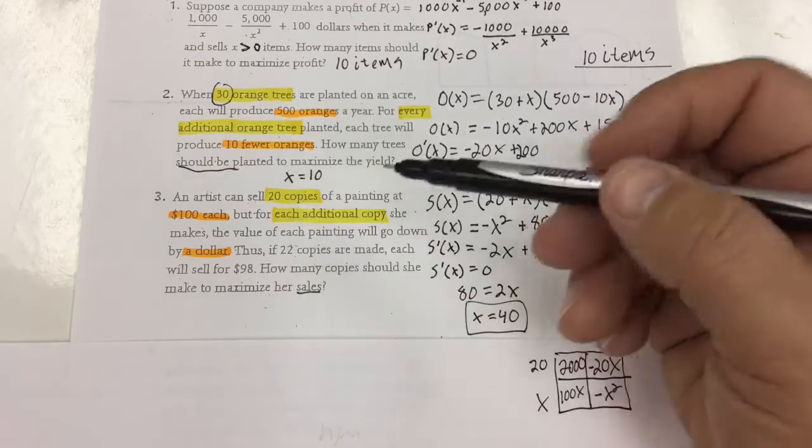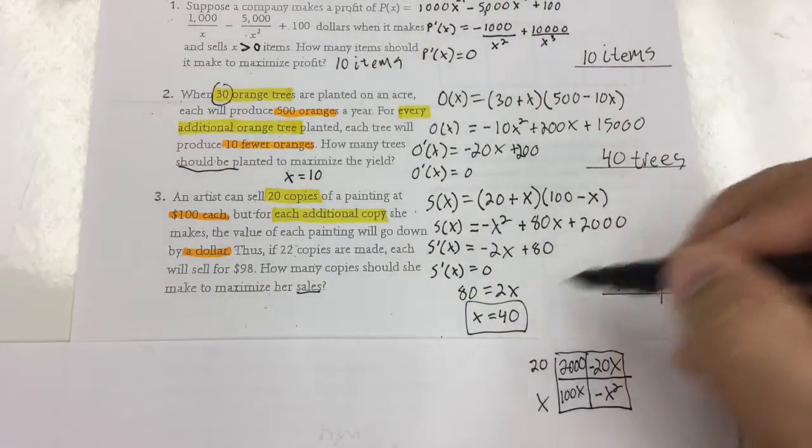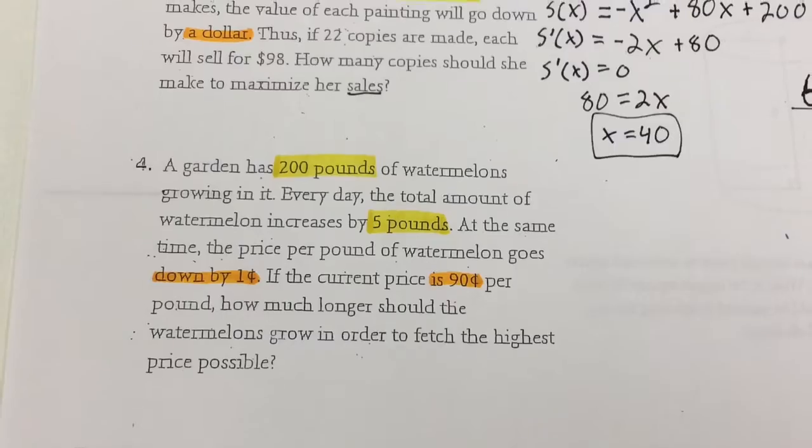Again, she can sell 20 copies, and that's it. This is great if she sold 20 copies, but she has to sell an additional 40 copies. So the actual answer is 60 copies. You have to add that to the original amount. So it's supposed to be 60 copies total.